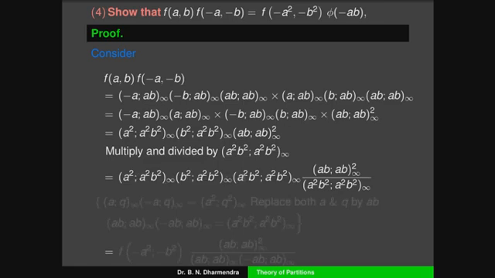The multiplied term is a square b square infinity. That is nothing but f of minus a square, minus b square, by the definition of the theta function. The remaining term, that is ab infinity whole square, is a square b square infinity.